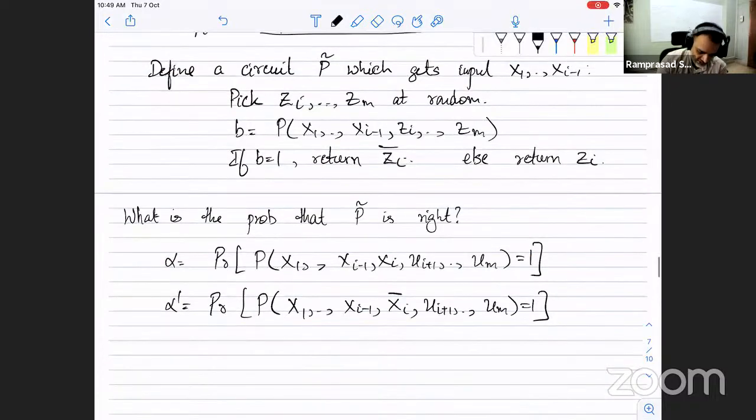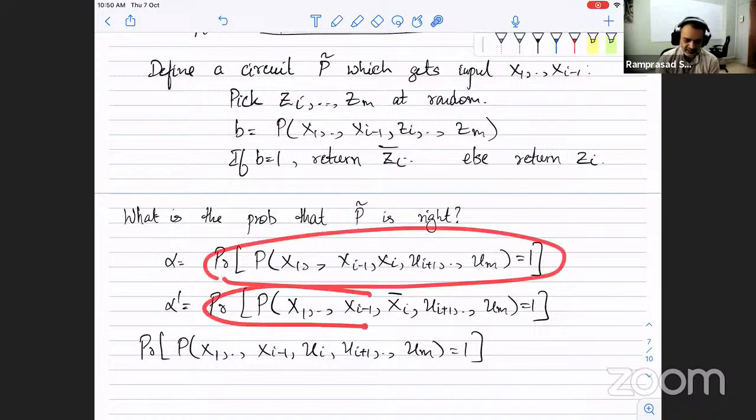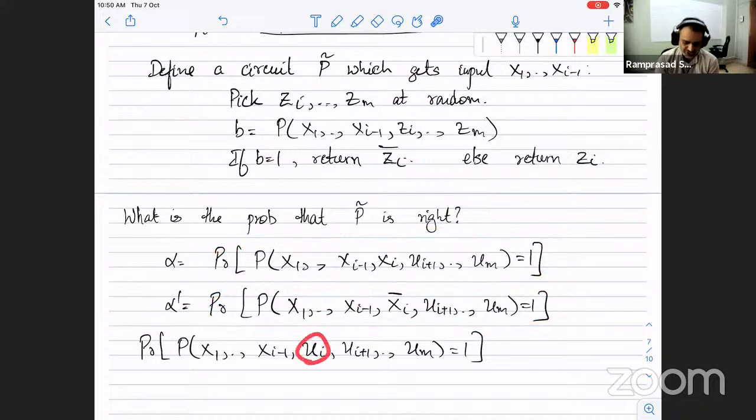Okay. Now, given these two, what can you say about the probability that P accepts x1 through xi minus 1, ui plus 1? Now, with probability half, I would be in this situation. With probability half, I will be in this situation. Because whatever this ui is, either it equals the correct xi, or it does not equal the correct xi. So this is going to be exactly half of alpha plus alpha prime.